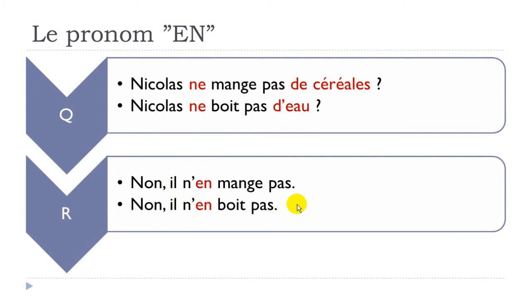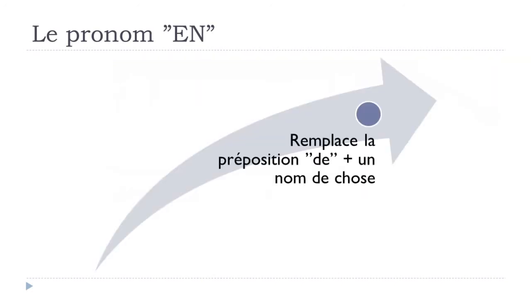Okay, so the concept is still the same. You put your pronoun here before your verb, and then as usual in French, normally you should have your ne coming here, but then look, the pronoun is starting with a vowel, starting with a. Okay, so you should take this a away. Alright? Il n'en mange pas, il n'en boit pas. Alright? And then, le pronom en, well, it can replace the preposition de plus a noun, and especially a noun for a thing. Okay, so let's see now.